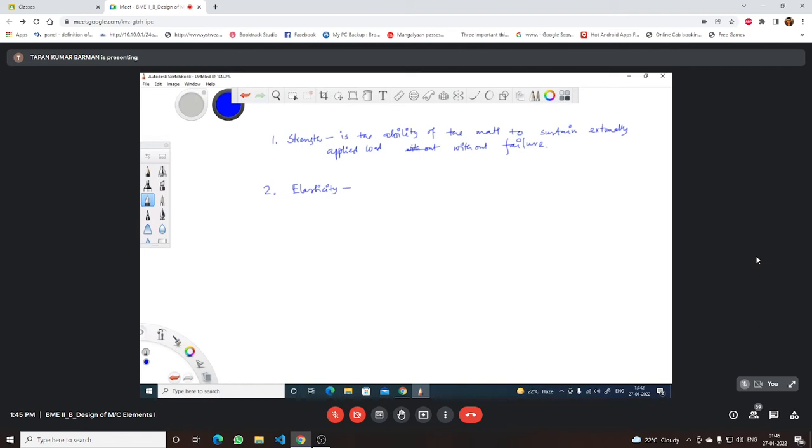So using the UTM, universal testing machine, we do the testing following one standard procedure. It may be an ASTM standard or any other standard. Following that standard, we conduct the test by applying the tensile load to a standard specimen, record the data, and from there draw the stress strain curve for the material. From the stress strain curve, we may get different material properties like strength and elasticity. Elasticity is basically the ability of the material to regain its original shape and size.